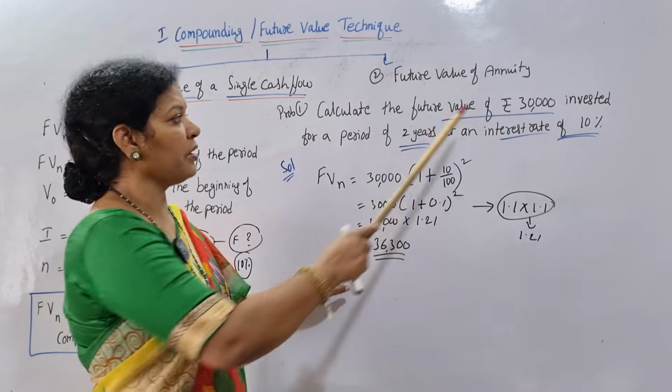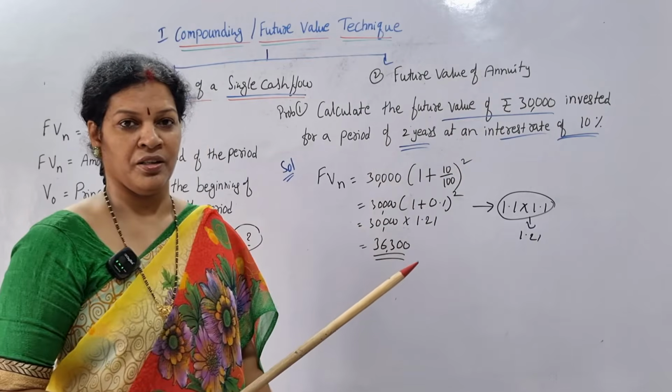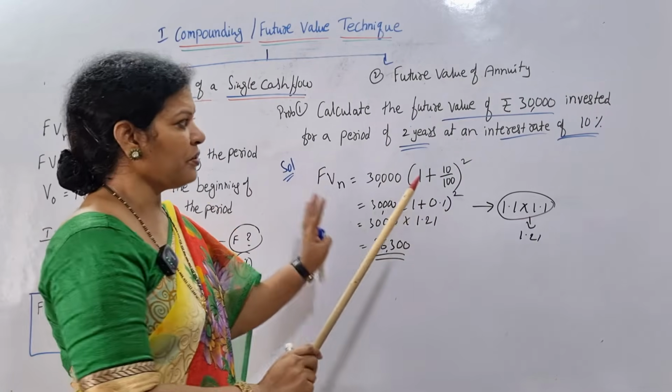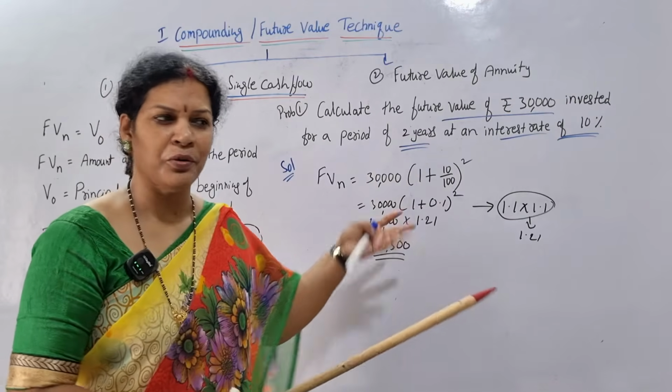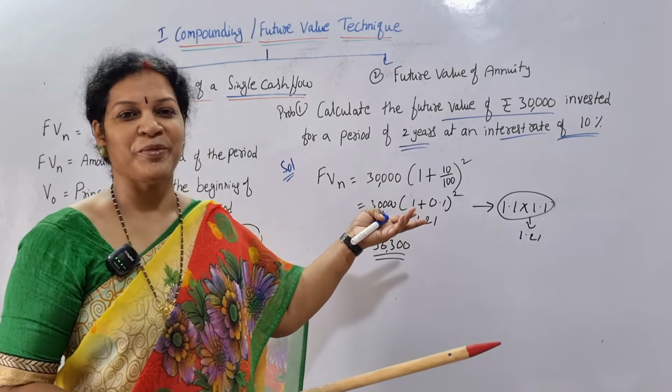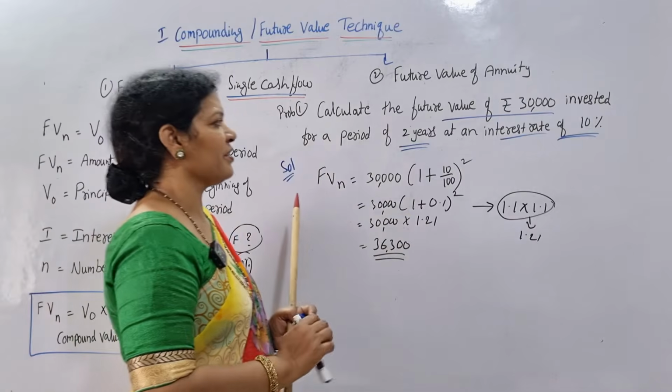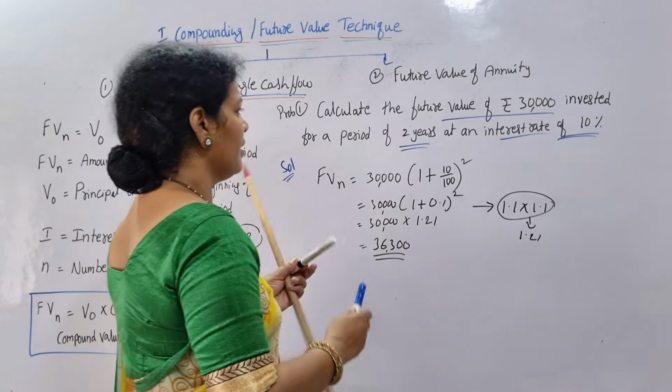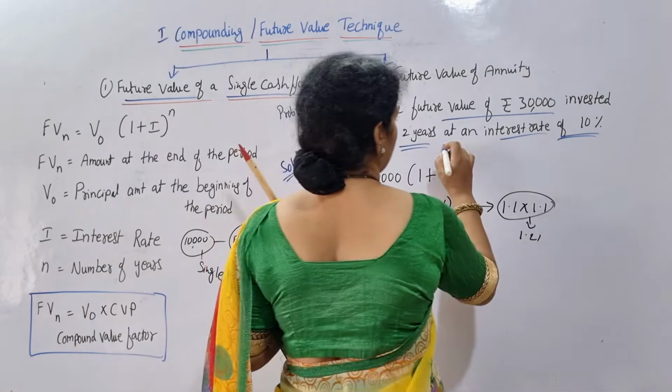Single cash flow means only 30,000 is there. Am I clear? Suppose the same problem. Don't feel happy thinking, oh yes, very easy madam. There are some twists. Suppose this 2 years, let us assume it as 18 years.